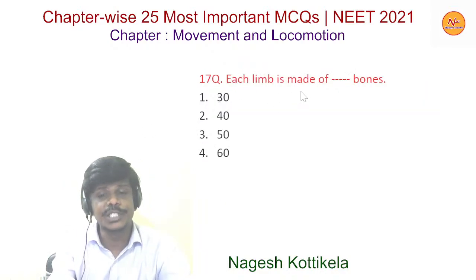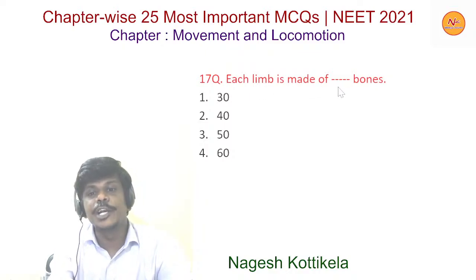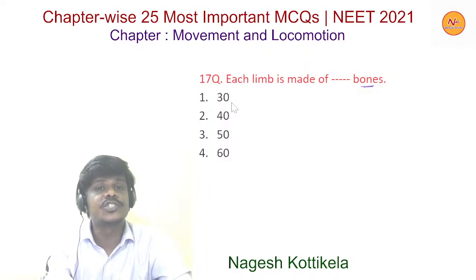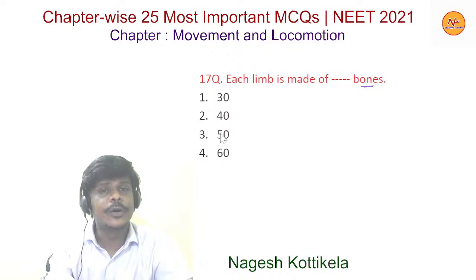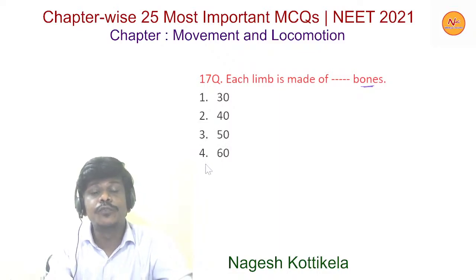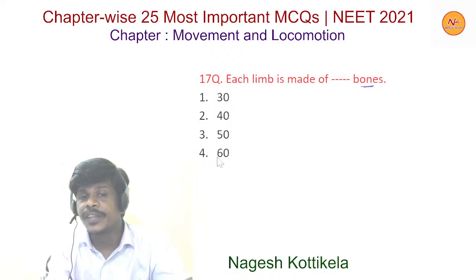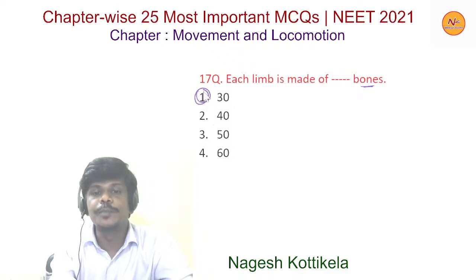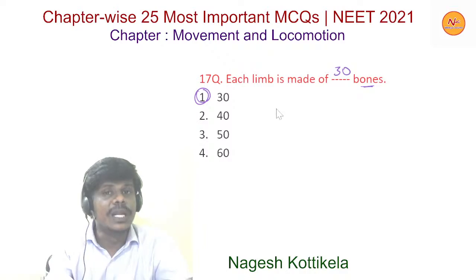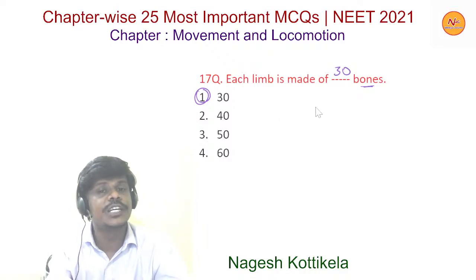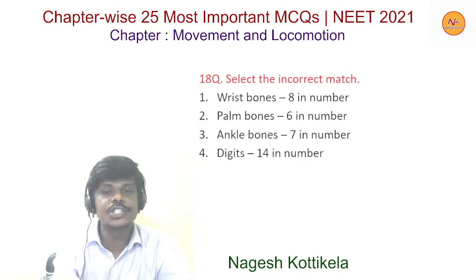Question number 17. Each limb is made up of dash number of bones, and here the first option 30, second one 40, third option 50, and the fourth option is 60. And here the first option, 30, is the correct one. Each limb is made up of 30 bones. Now moving to the next question.